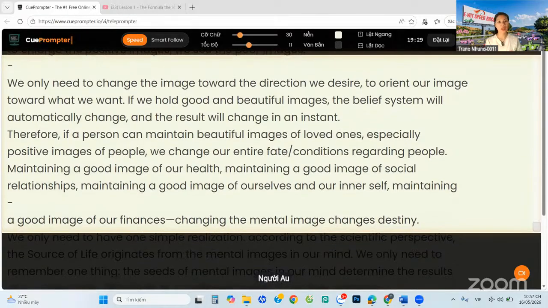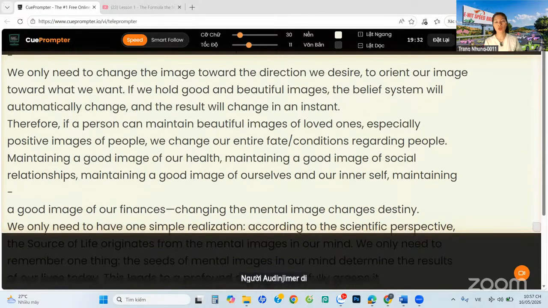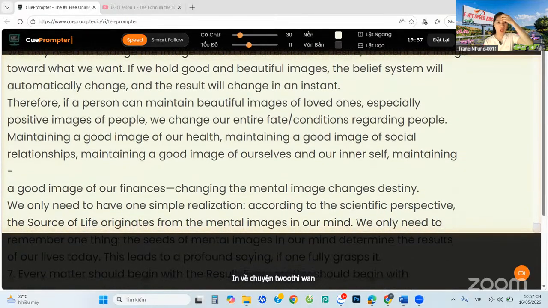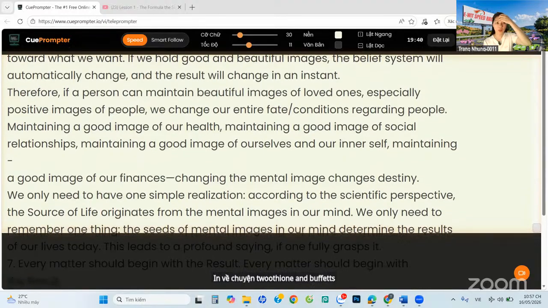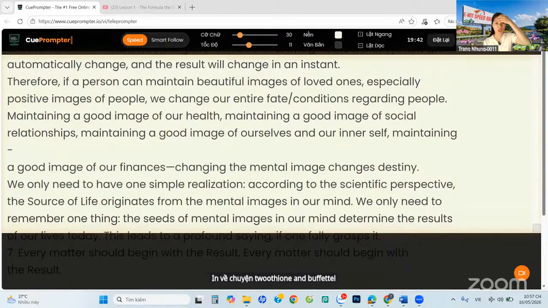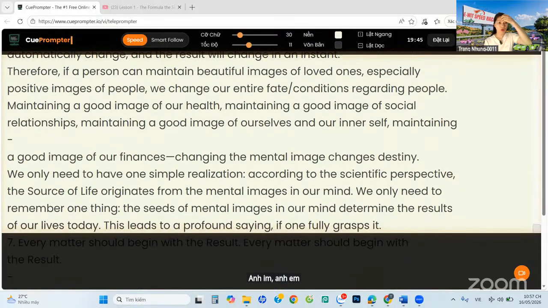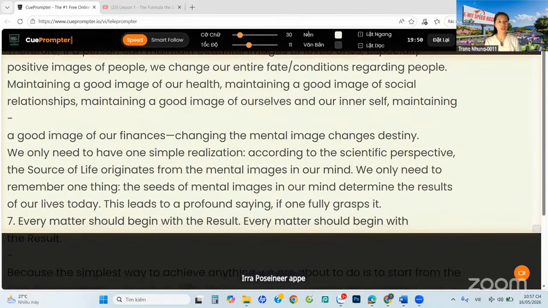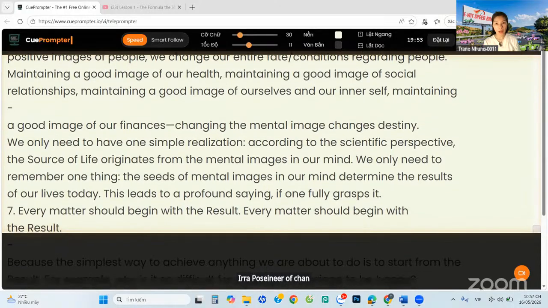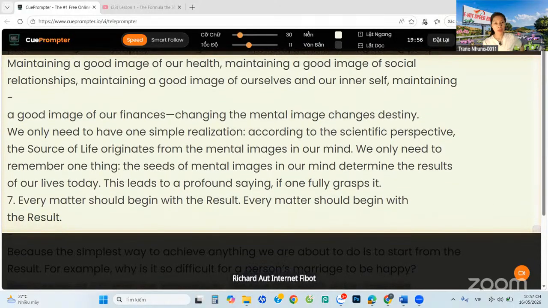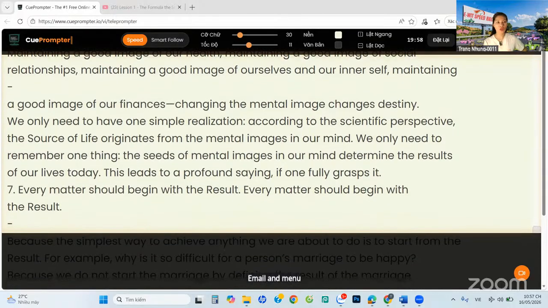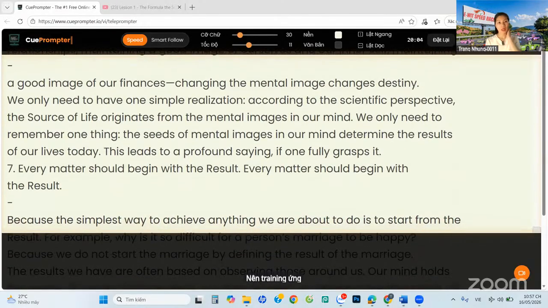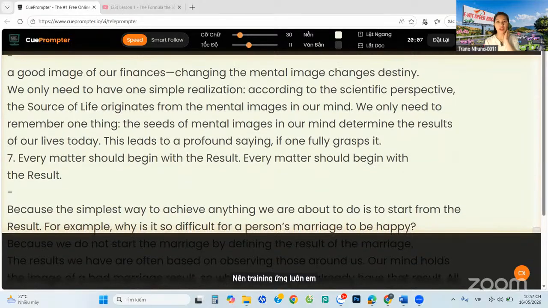We only need to change the image towards the direction we desire, orienting our image towards what we want. If we have good and beautiful images, the belief system will automatically change and the results will change. Therefore, a person can maintain beautiful images of loved ones, especially positive images of people. Maintaining good images of social relationships, maintaining good images of our finances, changing the mental images changes destiny.